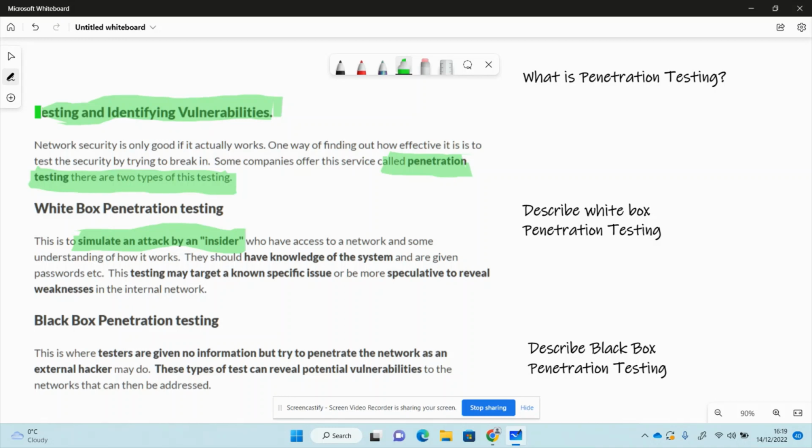Sometimes you'll hear that called clear box penetration testing because you've got some knowledge of the system. You can see inside the system. They're given a password, perhaps, so username, password, or at least a password. It might target a known specific issue, or it might just be speculative, trying to reveal any weaknesses in the internal network. If they know a username and password, then they might be able to get further into the network than they're supposed to be able to do if their credentials are not set up properly.